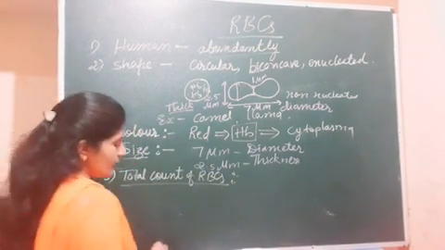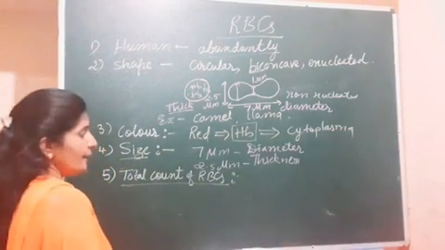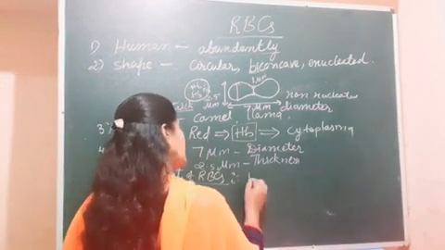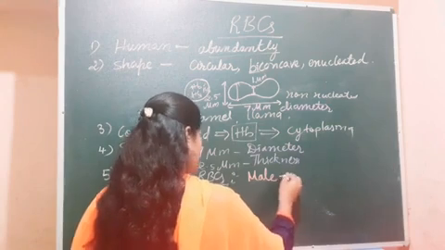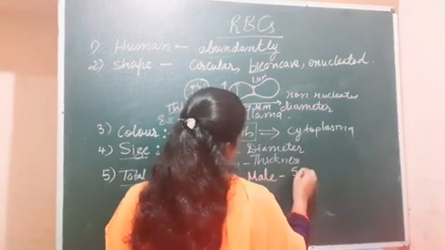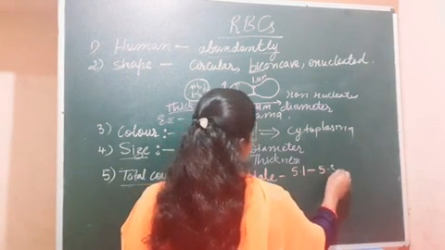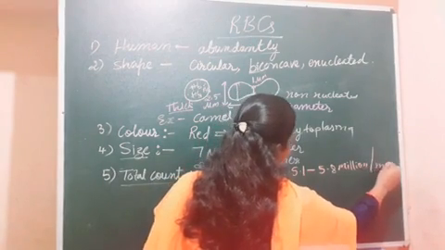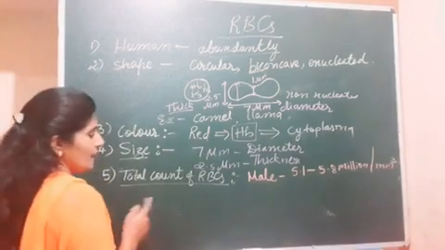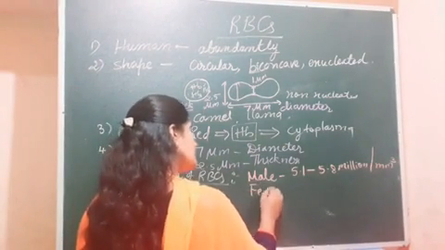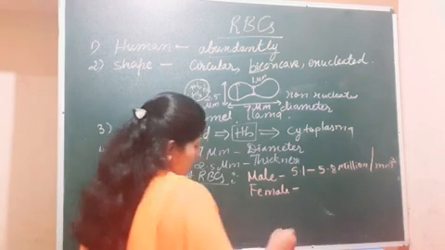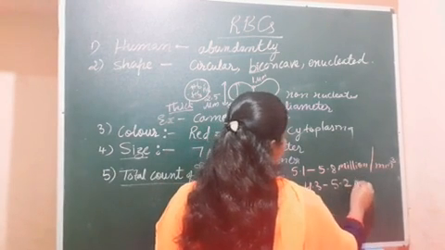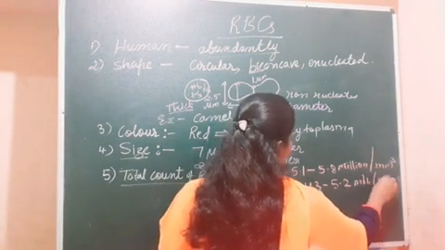How many RBCs will be present? Those are different in the male and female. First of all, we'll calculate the male. In the male, the RBCs are 5.1 to 5.8 million per cubic mm of blood. And when you see in the female, it is 4.3 to 5.2 million per cubic mm of blood.